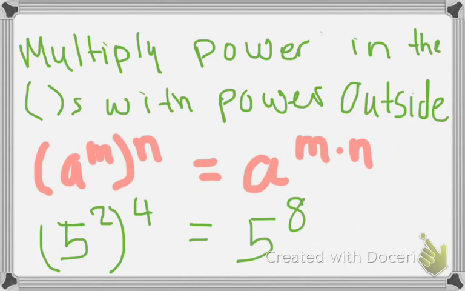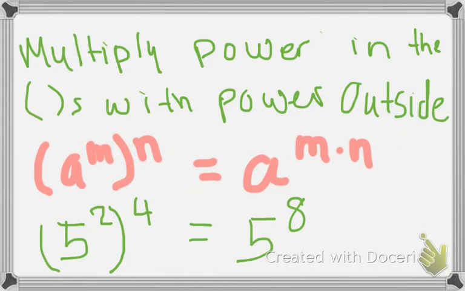The next rule states to multiply the powers in the parentheses with the power outside. An example for this would be a to the power of m inside the parentheses with the power of n outside. Since there's only one variable, you will carry it over. And you'll multiply the two powers, which would be m and n.